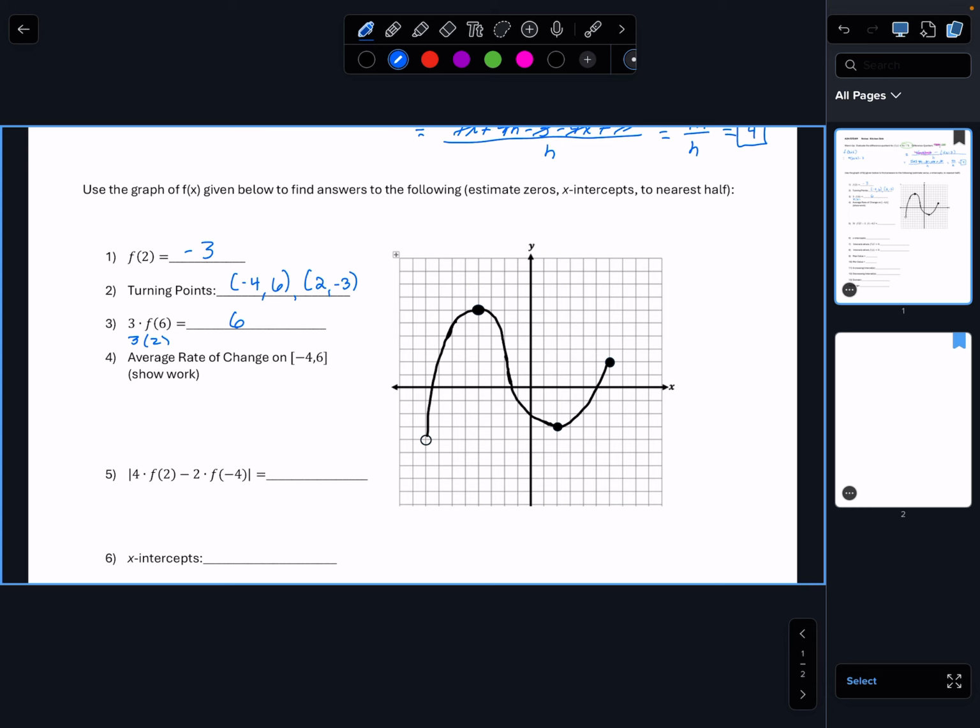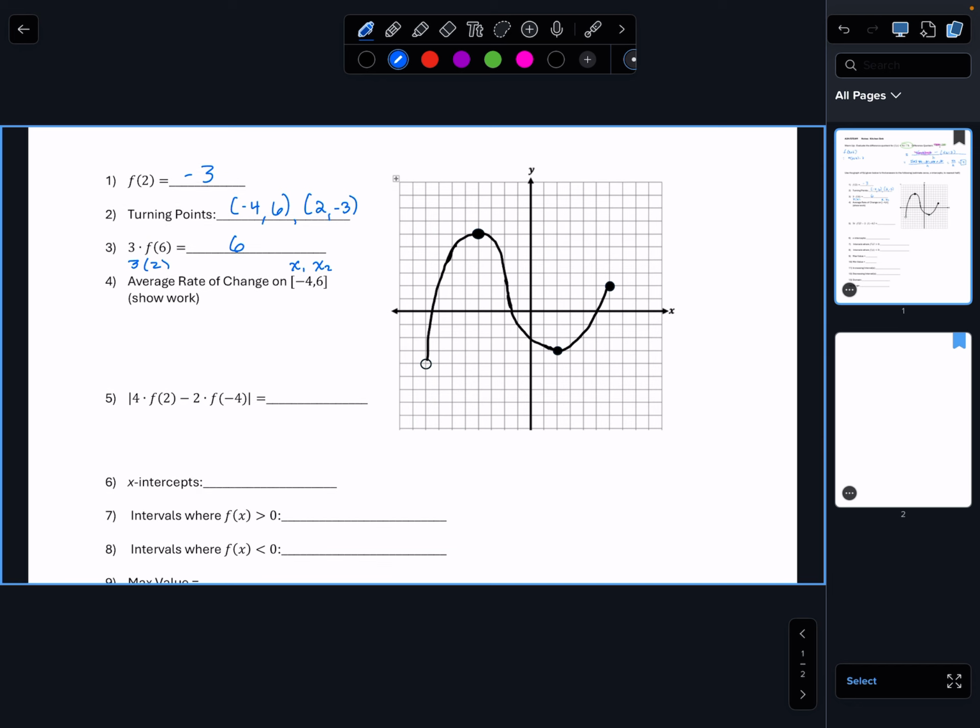Average rate of change on this interval. These are both x values. This is x sub 1, this is x sub 2. It's from your homework last night. And so I want to see your two ordered pairs. When x is -4, you're going to have to find y. When x is 6, you need to find y. I want the ordered pairs listed that you're using. Average rate of change, you find 2 ordered pairs, you find slope.